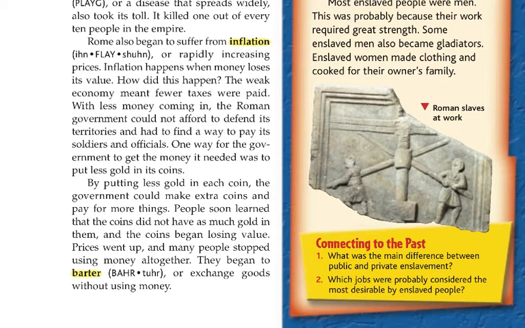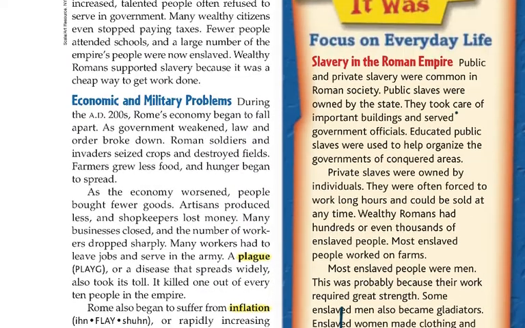One way for the government to get money it needed was to put less gold in its coins. By putting less gold in each coin, the government could make extra coins and pay for more things. People soon learned that the coins did not have as much gold in them, and the coins began losing value. Prices went up, and many people stopped using money altogether. They began to barter or exchange goods without using money.